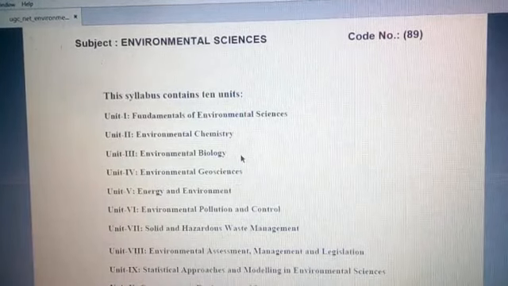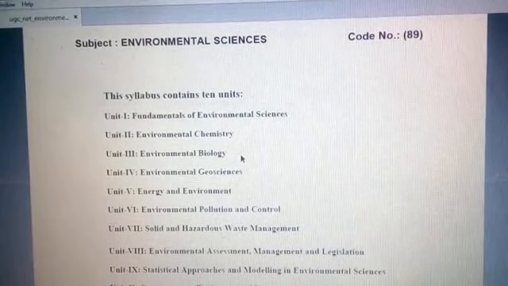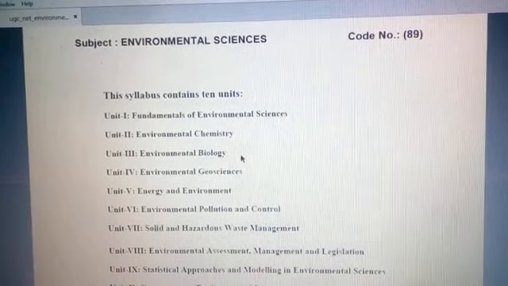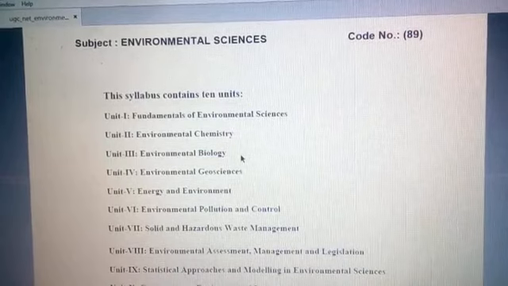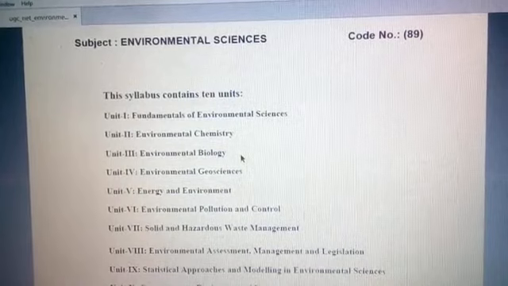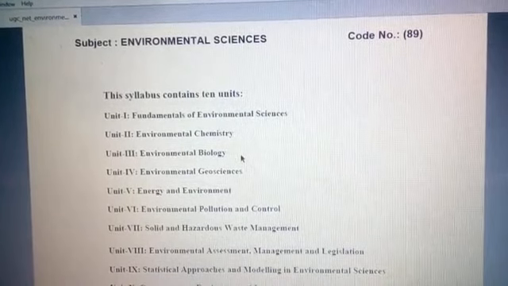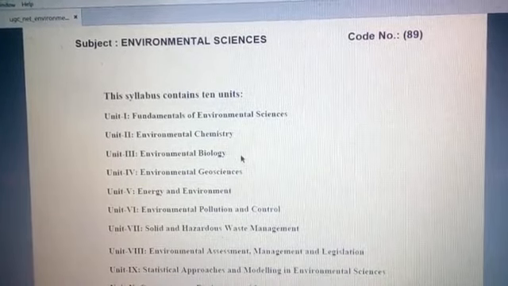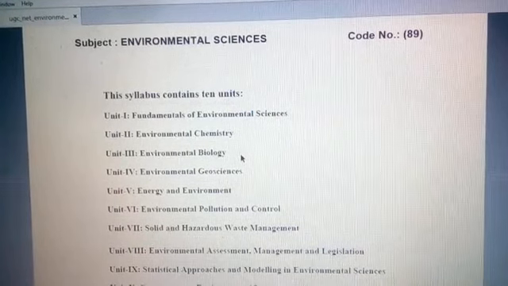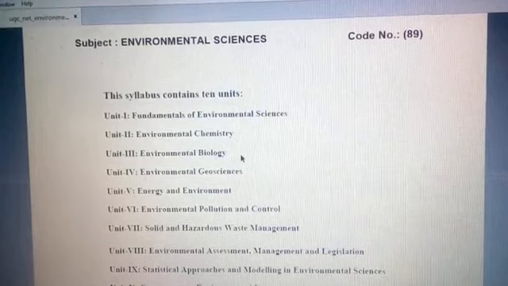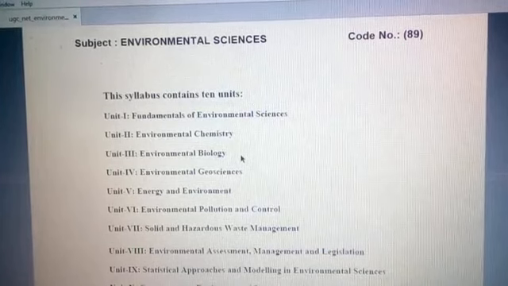Today we will discuss the syllabus of the Environmental Sciences GC. The syllabus contains 10 units. Unit 1 is Fundamentals of Environmental Sciences, second is Environmental Chemistry, the third is Environmental Biology, and the fourth is Environmental Geosciences. Unit 5 is Energy and Environment, and sixth is Environment Solution and Control.